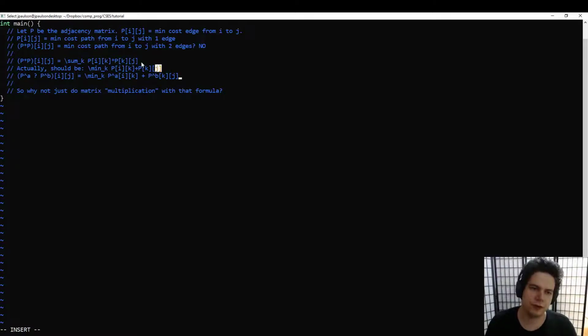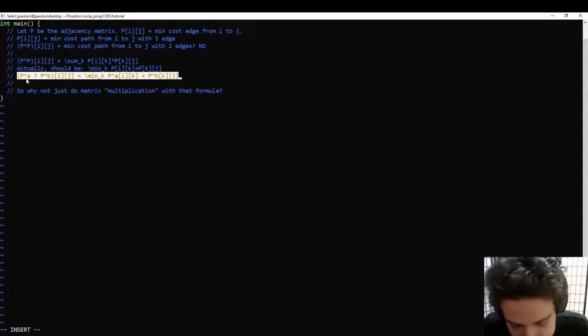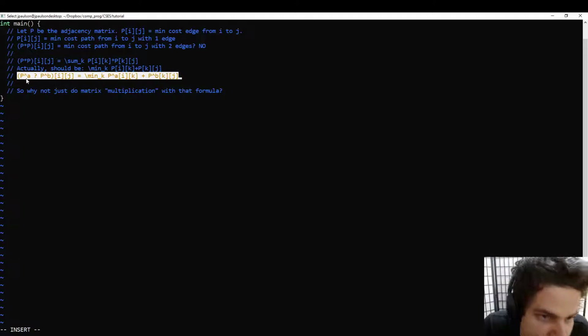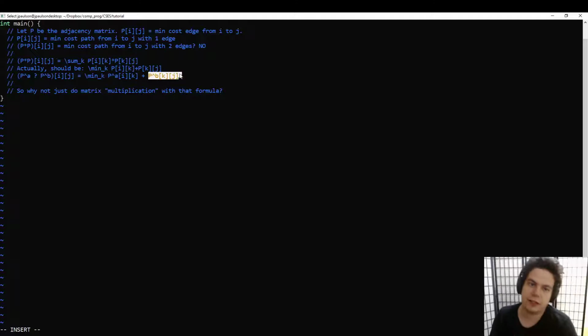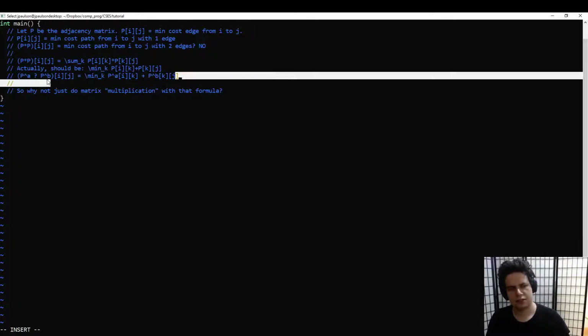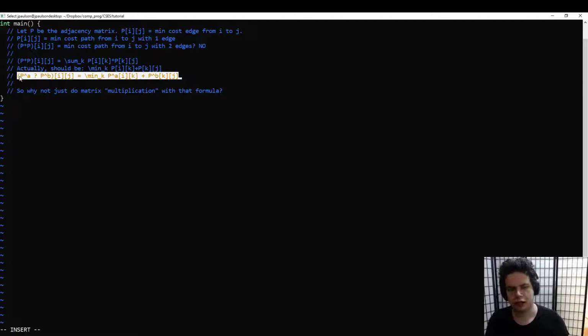Basically the argument that we were giving here is the same argument. To figure out the min path of length a plus b from i to j, you can brute force over where you are after the first a edges, and then the cost of that path is the min cost to get there in a edges, and the min cost to get to the end from there in b edges. And you want to take the minimum over all of those. So if you just do the normal matrix exponentiation, but with this weird operator instead of multiplication, everything actually works out.